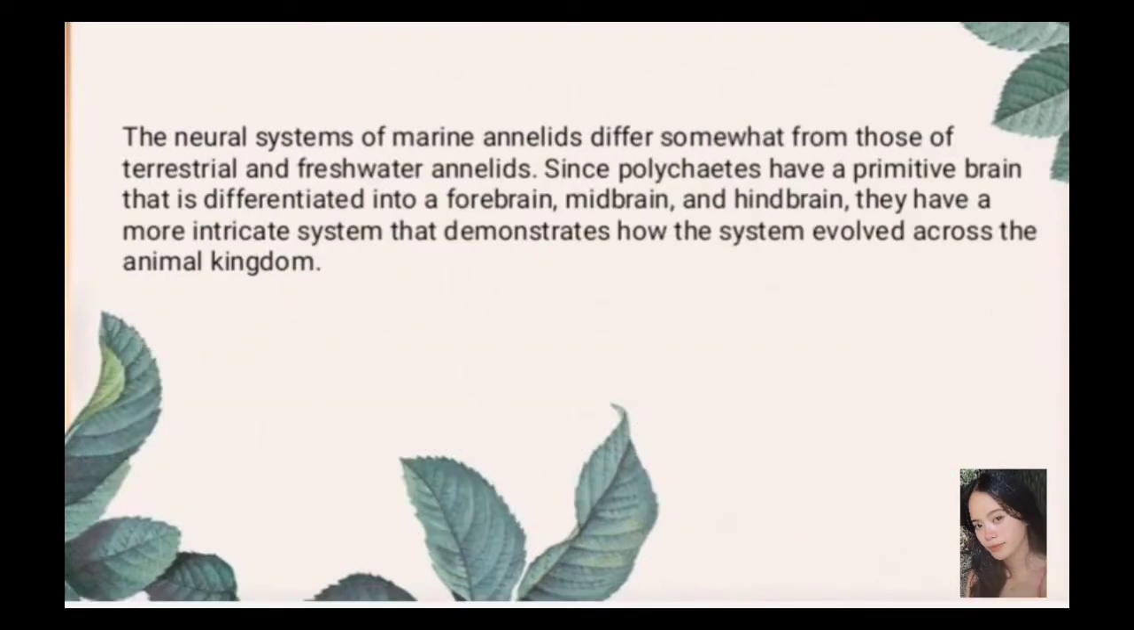The neural systems of marine annelids differ somewhat from those of terrestrial and freshwater annelids. Since polychaetes have a primitive brain that is differentiated into forebrain, midbrain, and hindbrain, they have a more intricate system that demonstrates how the system evolved across the animal kingdom.